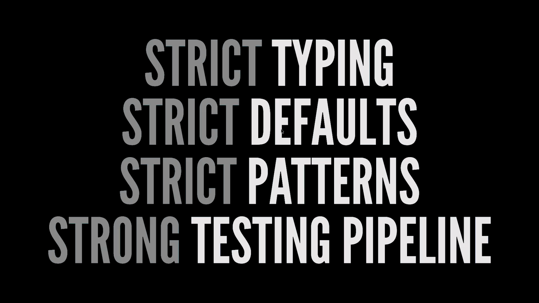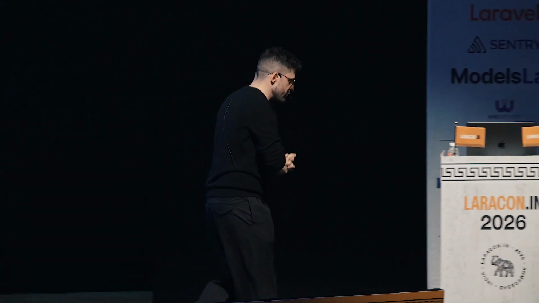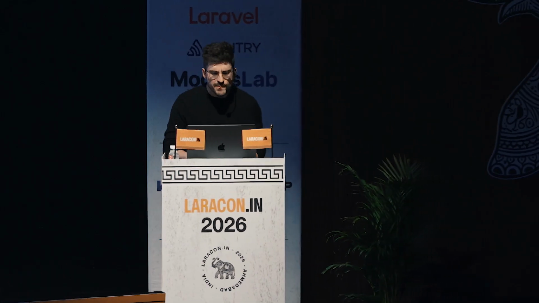We've been talking about strict typing, strict defaults, strict patterns, and a strong testing pipeline. But it's time to see all of this in action. So what we're going to do all together is prompt AI to build a feature for us and see what AI will use that comes from this, okay? So it's time for a real demo, and I hope Claude Code is not down at the moment.